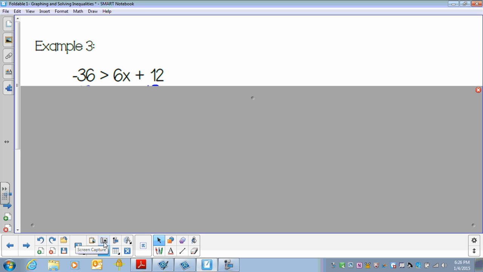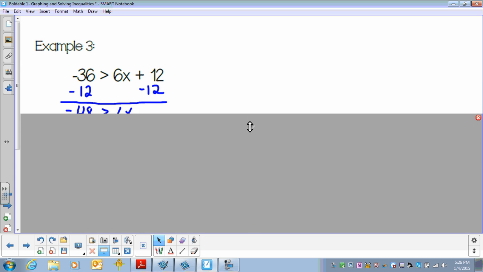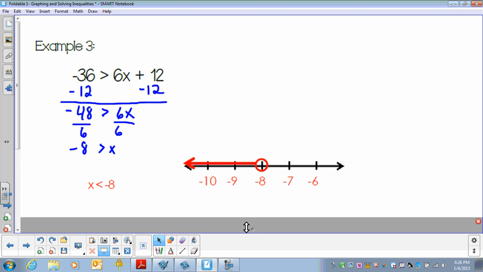Negative 36 is greater than 6x plus 12. So I first subtracted 12 on both sides, which left negative 48 is greater than 6x. I divided by 6, which left me with negative 8 is greater than x. Well, if negative 8 is greater than x, then x is less than negative 8.